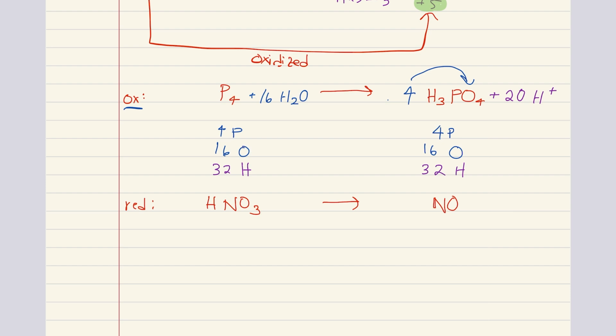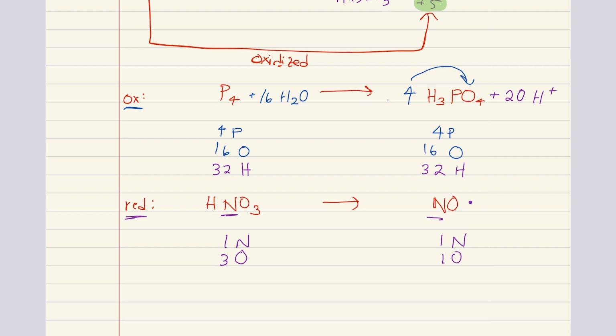Now that the oxidation half reaction is good to go, we want to next balance the atoms in the reduction half reaction following the same exact steps. We're going to start by balancing nitrogen. There's 1 nitrogen atom on the reactant side and 1 nitrogen atom on the product side. So nitrogen is all good and balanced. The next step is to balance oxygen by adding water as needed. On the reactant side, we have 3 oxygen atoms, and on the product side, we only have 1.